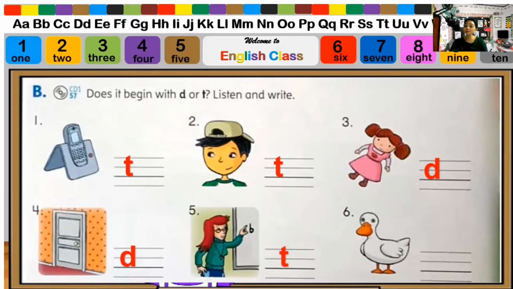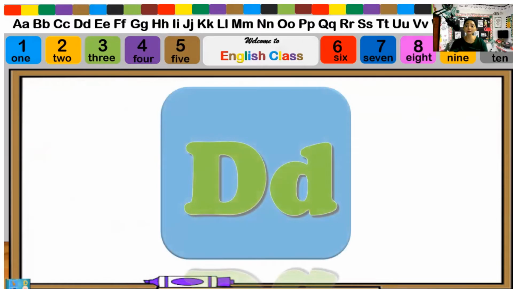Good job. The next picture is a duck. Duck. Is it letter D or letter T? Good job! It's letter D. Okay, perfect. Let's move on.